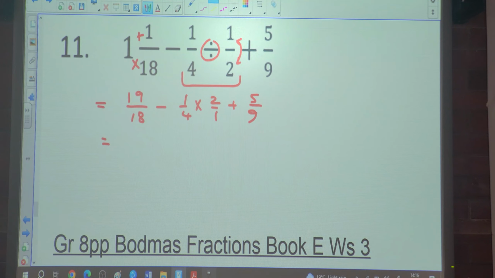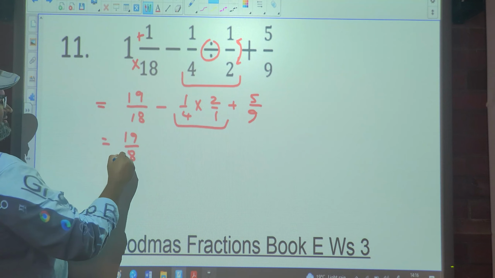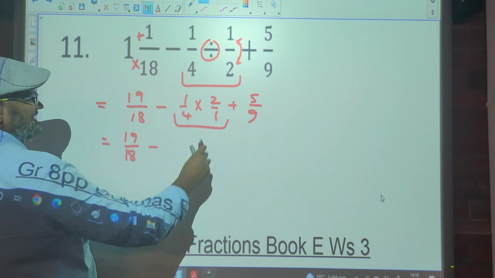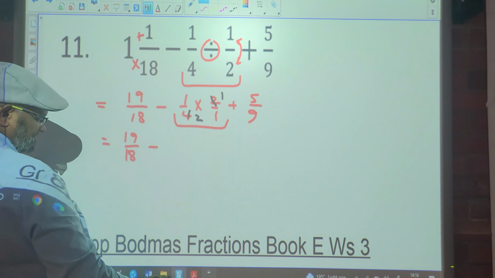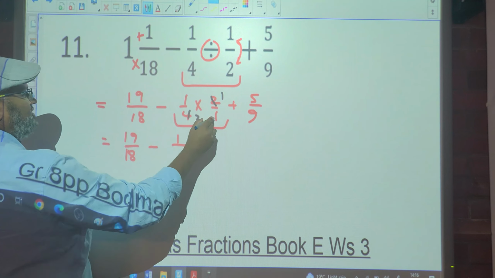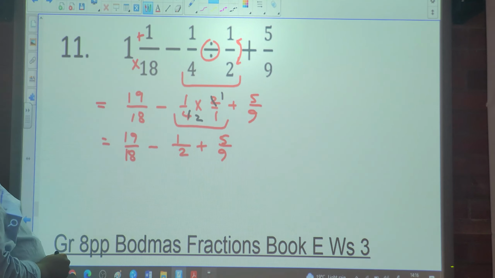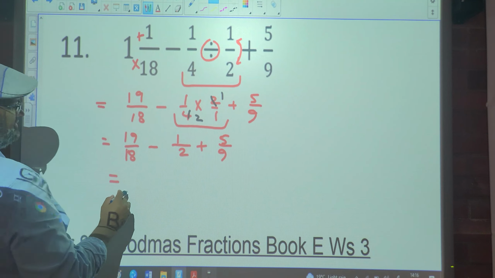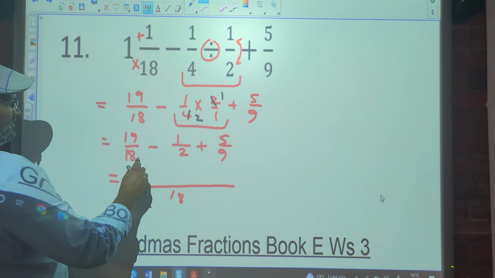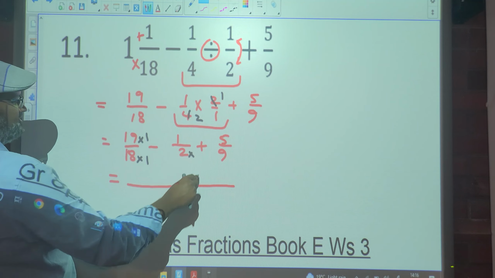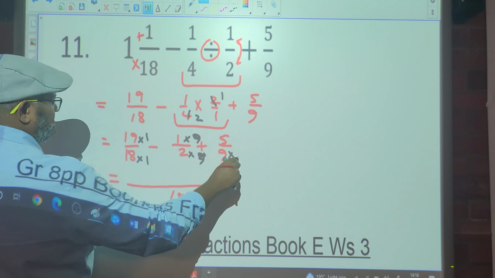What must be done now? Multiplication. So it's 19 over 18 minus. Is there anything that can cancel here? 2 goes into 2 once, 2 goes into 4 twice. 1 multiplied by 1 is 1, 2 multiplied by 1 is 2, plus 5 over 9. Alright, so what's your LCM here? 18. So I must multiply this by 1, multiply this by 9, multiply this by 2.